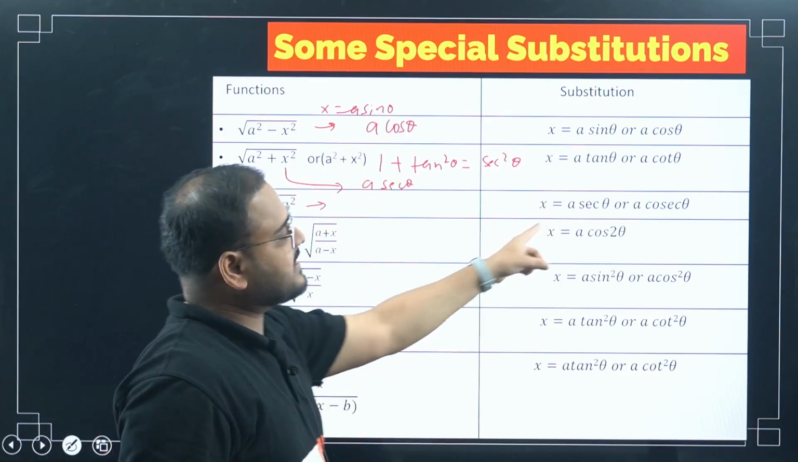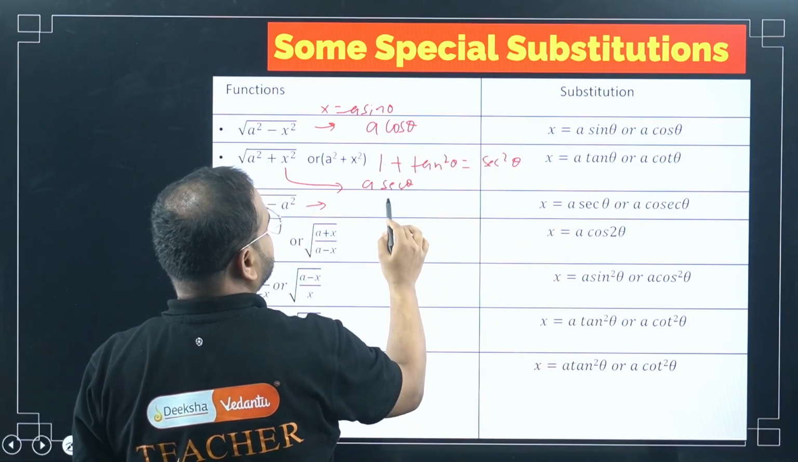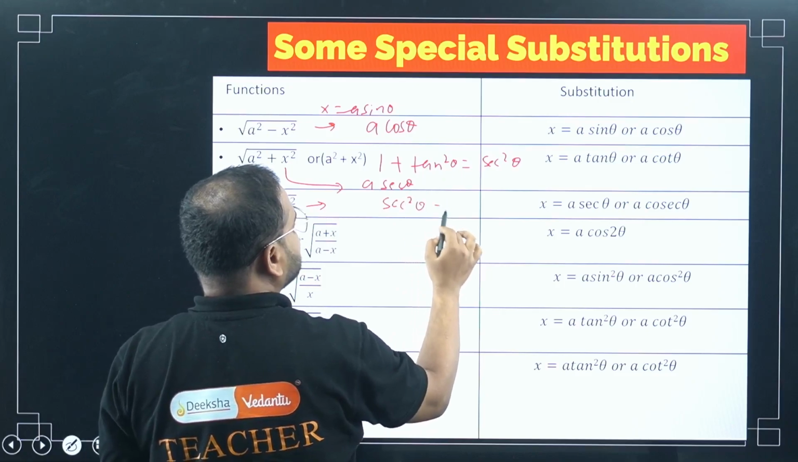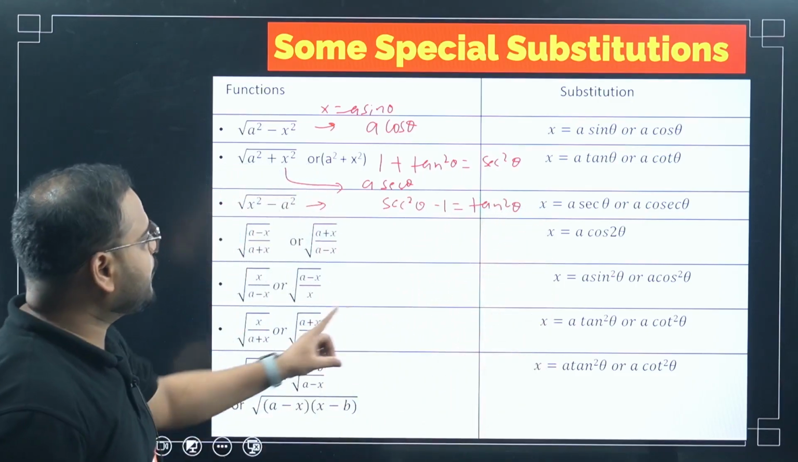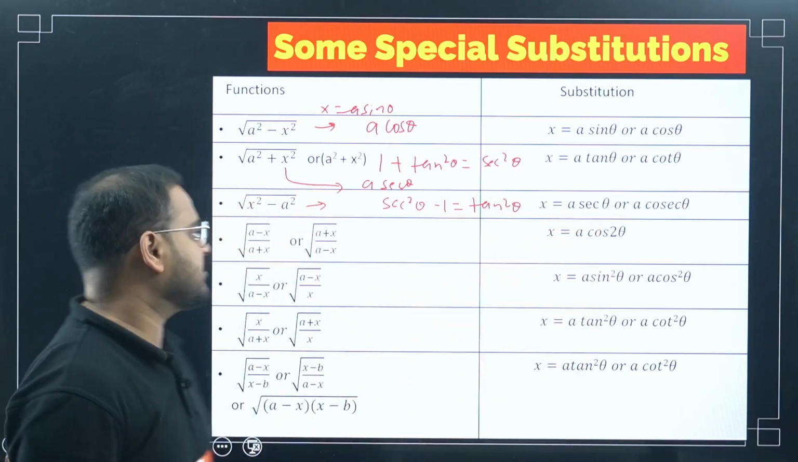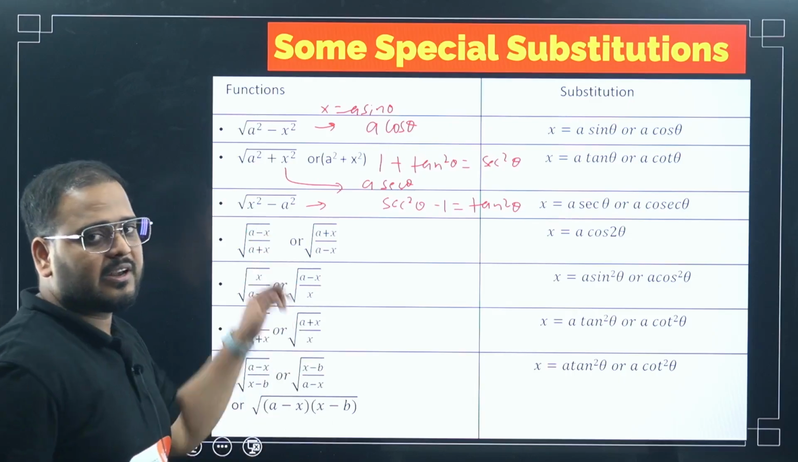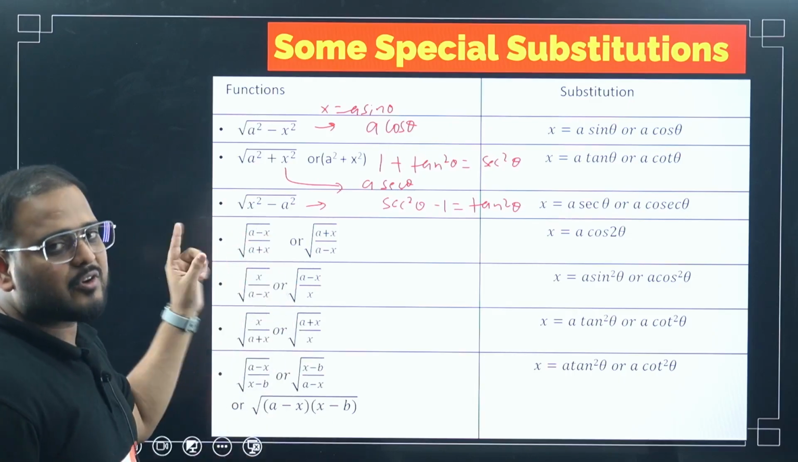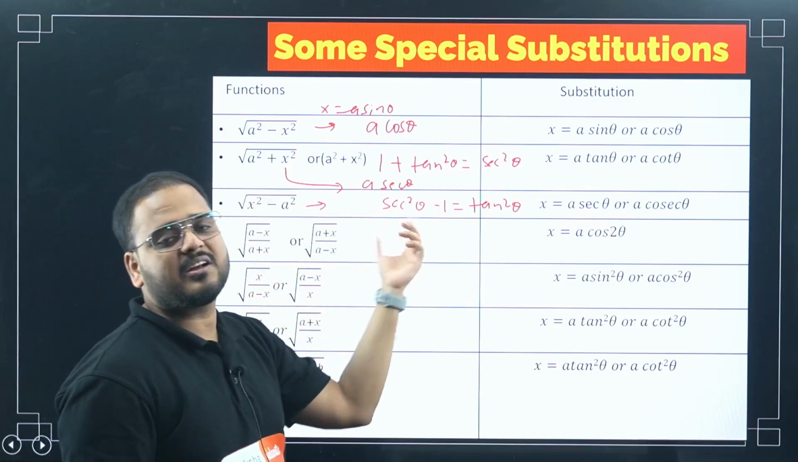You'll get it as sec theta and cosec theta. Why, sir? If you take 1 on that side, it will become sec square theta minus 1 equals tan square theta, or not? Okay. So if you put this as a sec theta, what will happen? Check here. A sec theta will become a square sec square theta. Take a square common, it will become a square times of sec square theta minus 1, which will be tan square theta.